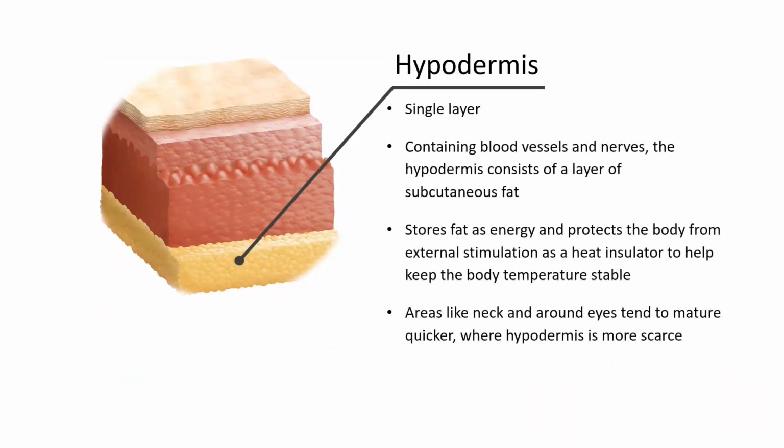Okay, the hypodermis. The hypodermis is the last layer. It's a single layer. It actually contains all of your blood vessels, your nerves. It also has a subcutaneous fat layer. Now, this is the one time that I say on your body, you really want to have that fatty layer. It's really important because it actually stores fat as energy and it protects your body against external stimulation.